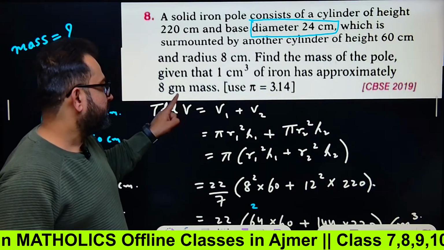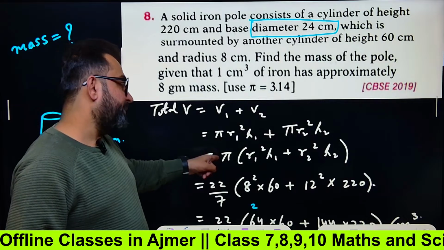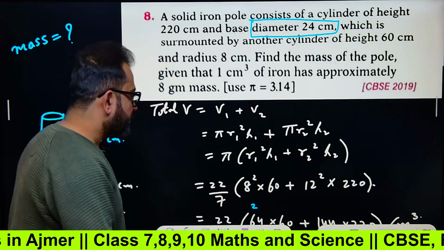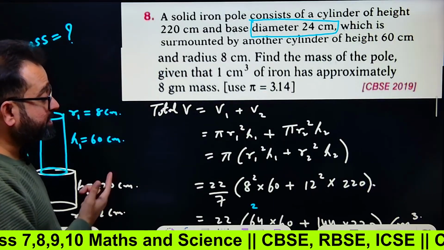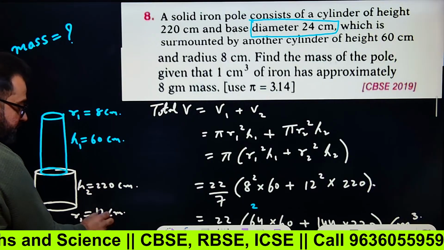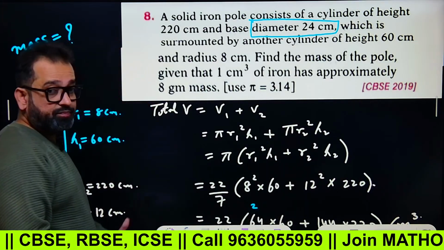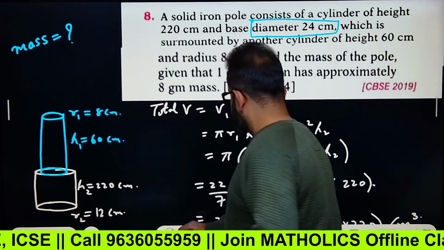So we'll copy from here and start solving. Take pi common, and R1 square H1 plus R2 square H2 in the bracket. Now pi is 22 by 7. What is R1? R1 is 8, so 8 square. What is H1? H1 is 60. What is R2? It is 12. What is H2? It is 220. Just put the values and get me the answer. Find the answer in centimeter cubes.